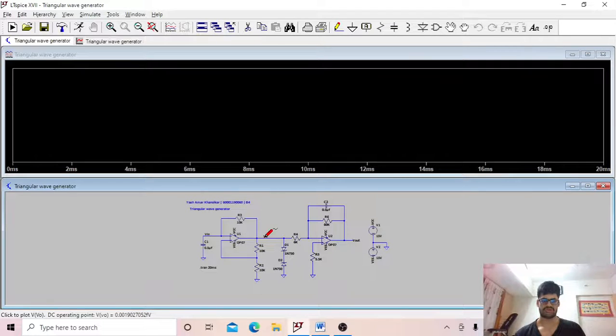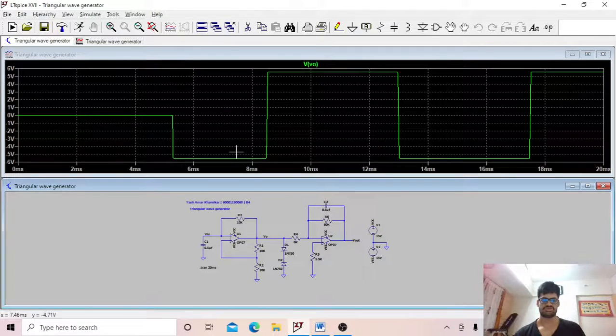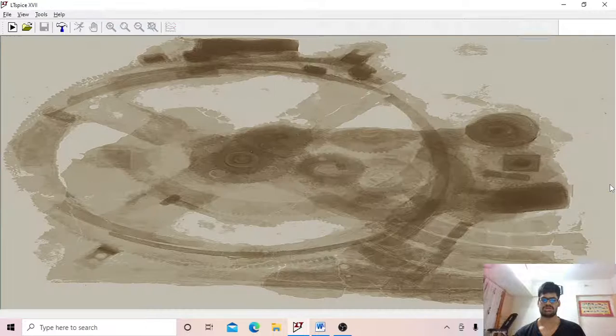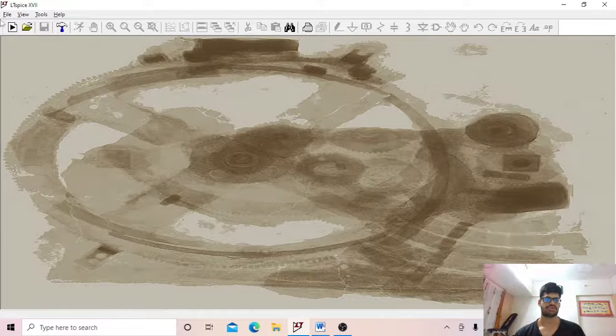Then we can check at Vo. You can see a square wave at the output of the astable multivibrator, and we can see that we are getting a ramp at the output of the integrator. In a triangular wave generator, the rise time and fall time are equal. Now, if we want unequal rise time and fall time, we use a circuit called a sawtooth wave generator.